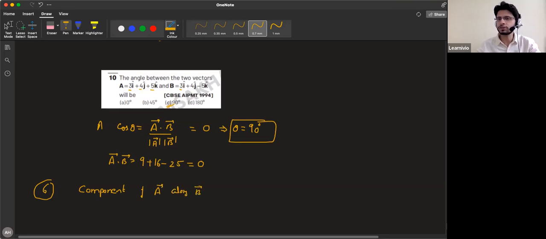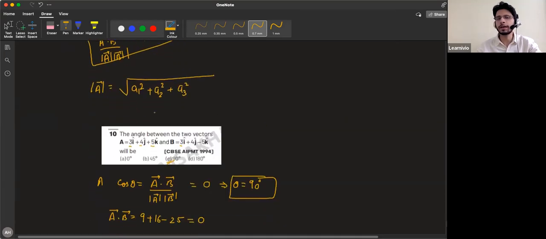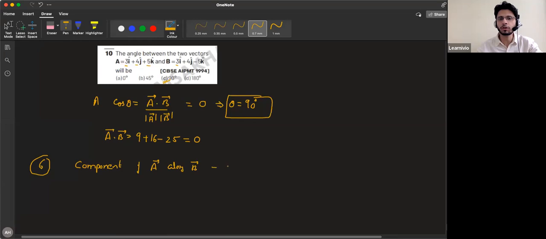See here, the angle is not given. Vector A and vector B are given in Cartesian form. In that case, to calculate the component of A along B, we take A dot B cap multiplied by B cap. So this is how we calculate the component of A along B.